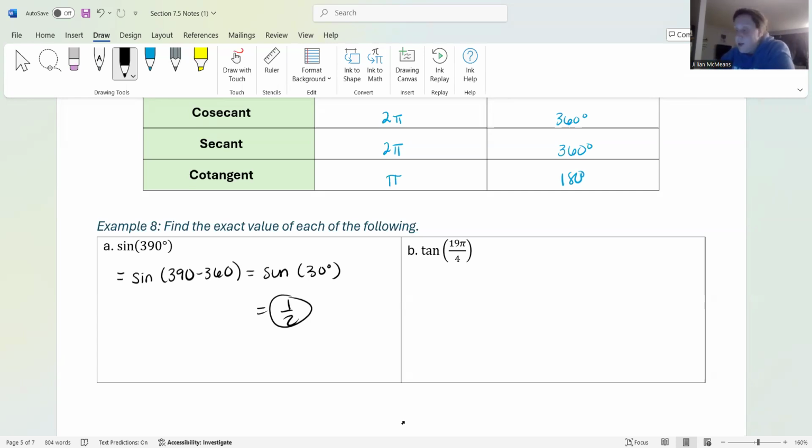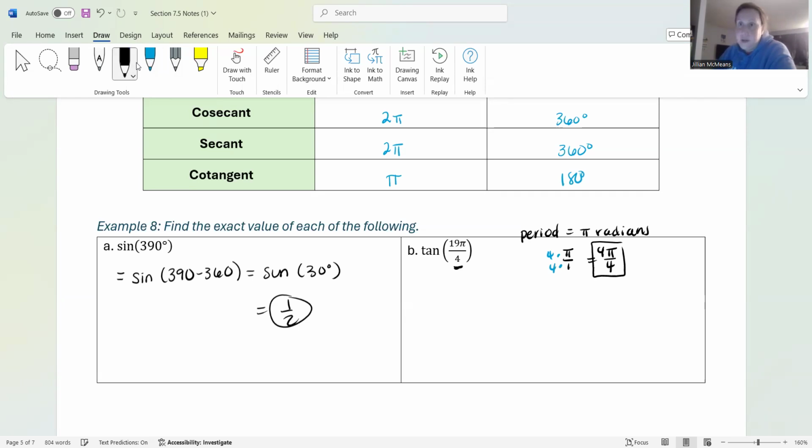Now, tangent of 19 pi over 4. We have to be a bit more careful here. We're dealing with radians, and radians are always a little bit harder. We need to know that the period of tangent is pi radians. What's going to help us is if we can write pi radians with a denominator of 4, because then it's going to be easier to see how many times we can get a period out of this. If I were to write pi over 1 as something over 4, I would need to multiply the top and bottom by 4. So that just tells me I have 4 pi over 4.